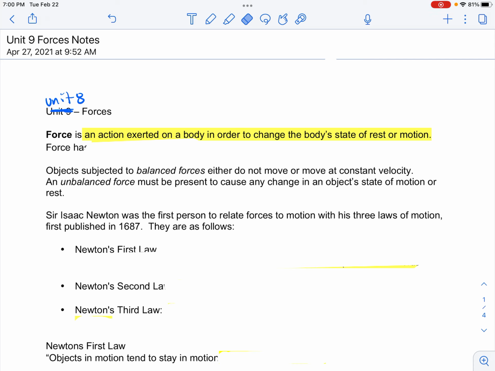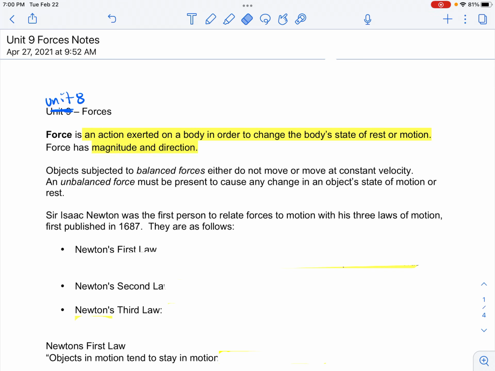So, force is when you do some sort of action on a body or a thing in order to change the thing's state of rest or motion. A push, a pull, a bump that will change something's direction, stop it from moving if it's moving, or make it start moving if it stops. Those are considered forces, and they can be on any body or thing.